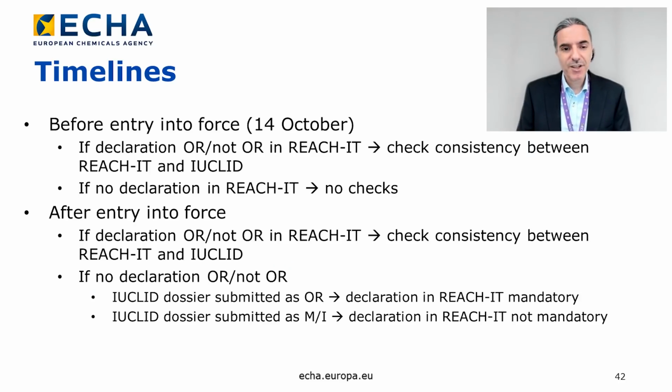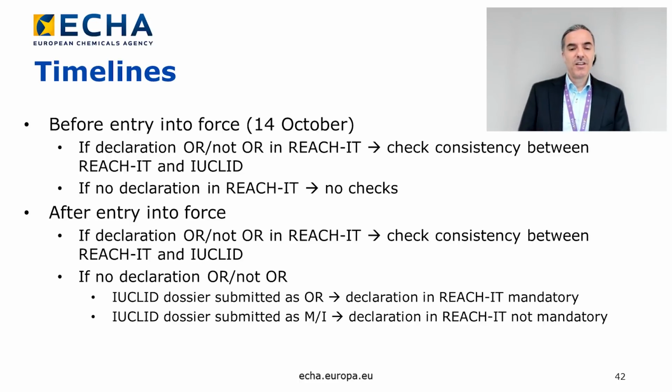Okay, the timelines. This should be done before the entry into force, which is on the 14th of October. If you are declaring this information already, what ReachIT will do is check the consistency between ReachIT and Euclid when you submit a dossier. So if you submitted a dossier where in the Euclid dossier you indicated that you are an only representative, then ReachIT will check that you are submitting this information from the correct ReachIT account, and also that you have indicated in ReachIT that you are acting as only representative. If no declaration is done in ReachIT, we will not check this information before the 14th of October.